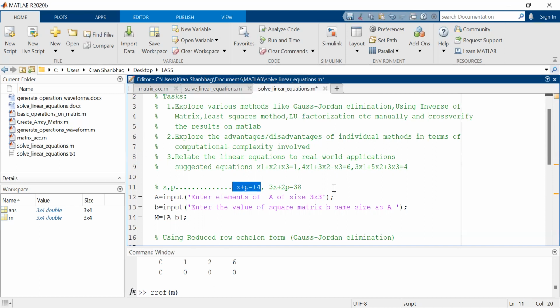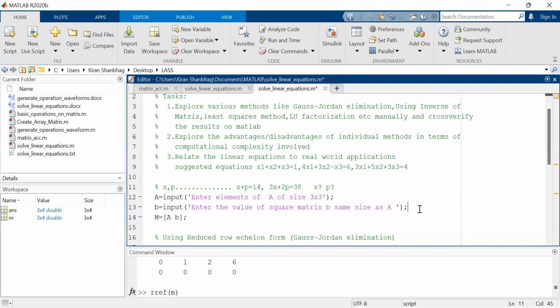How many unknowns have I been given? The price of the pen and the price of the pencil. They are the unknowns. We're going to solve this and find out the price of the pen and pencil. We have been given two linear equations containing two variables. Now, how do we solve these?